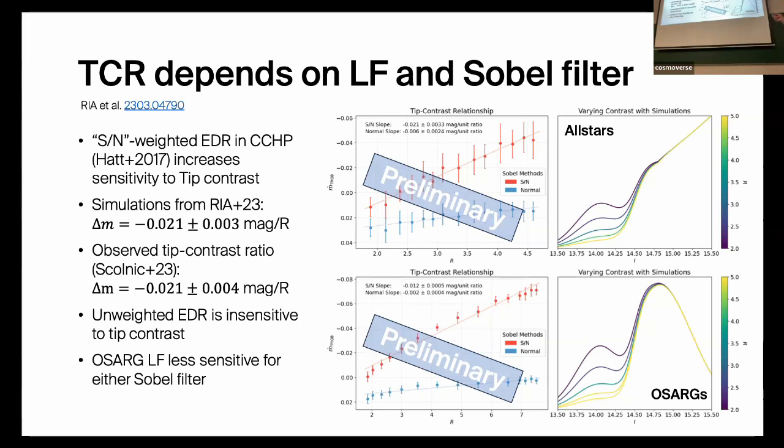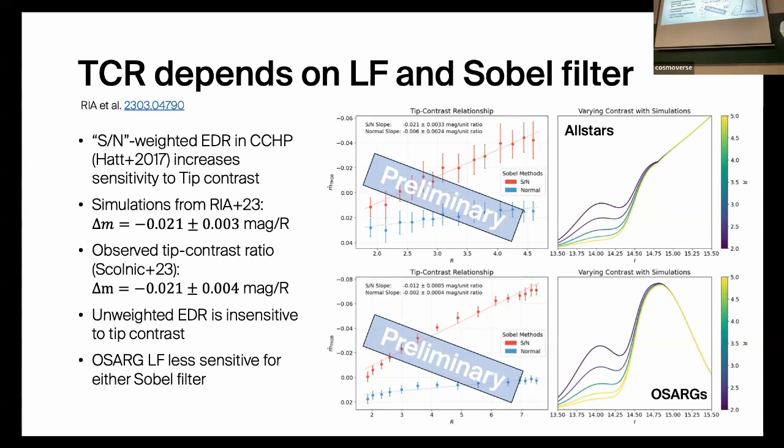And in addition, from our simulations, we find the same magnitude. It's 0.021 plus or minus 0.003. So it's fully consistent with what is found empirically, even though here we simply recreated the luminosity function of the Large Magellanic Cloud, and then what we ended up doing is varying the height of the RGB feature to basically reproduce these different contrast values. So this is really good because we now understand where this tip contrast ratio comes from.